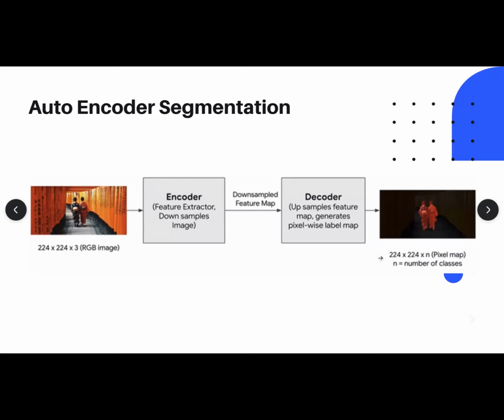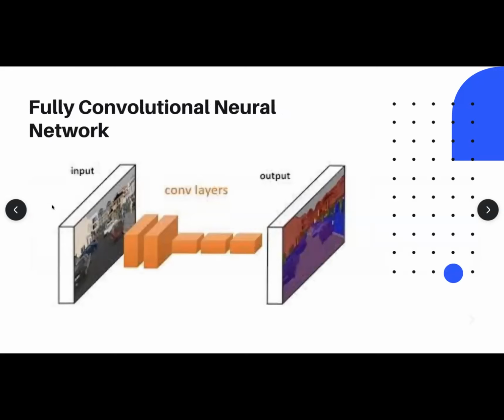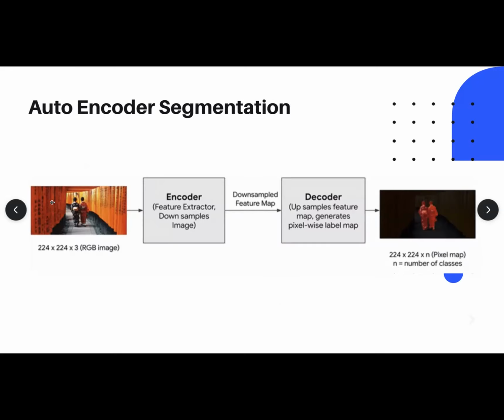So we will have a mask instead of 224 by 3, which is the RGB image, you will have 224 by n, which is the number of classes. And then, of course, the encoder and the decoder will try to predict this output shape to reconstruct the locations of the images. This is a very simple segmentation model.